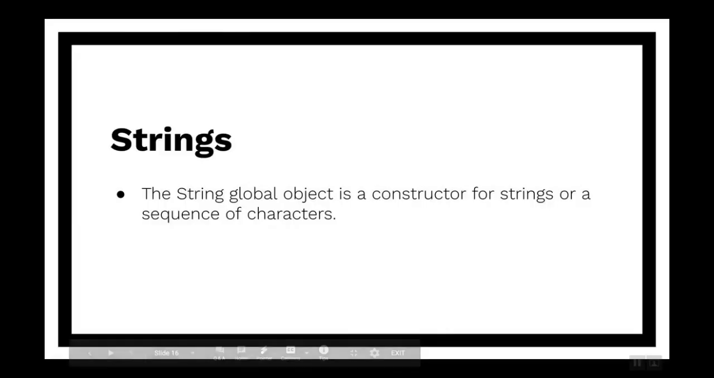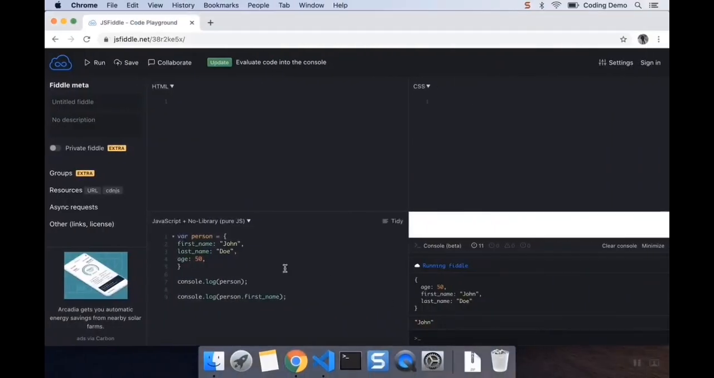Strings. So strings is anything that is enclosed in double quotes. So if you go back, John is of type string, but let us go back and go with a much simpler example. So we'll say var string equals my name is John Doe, and let me log this out again.